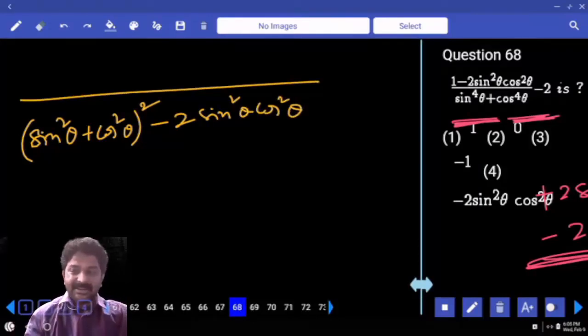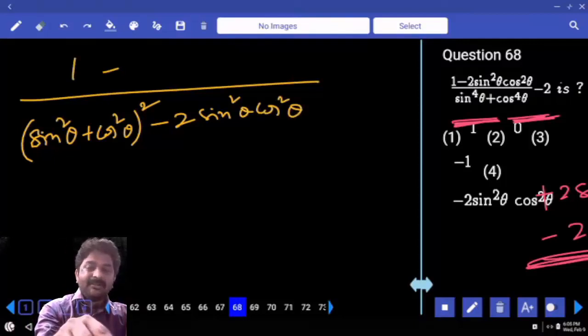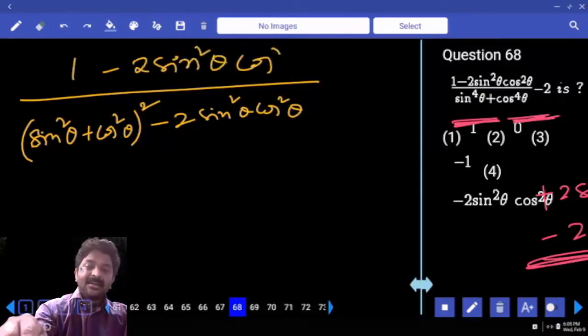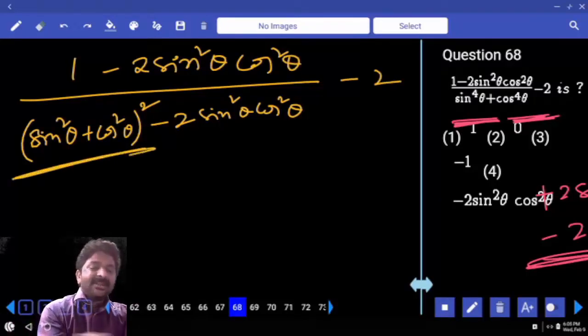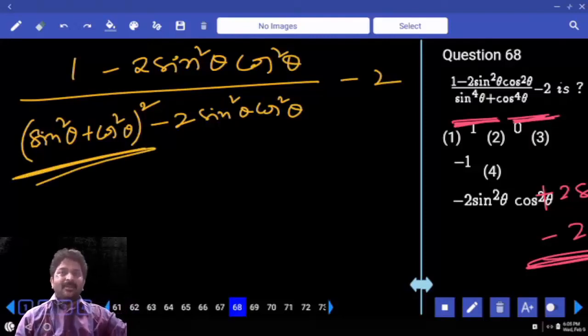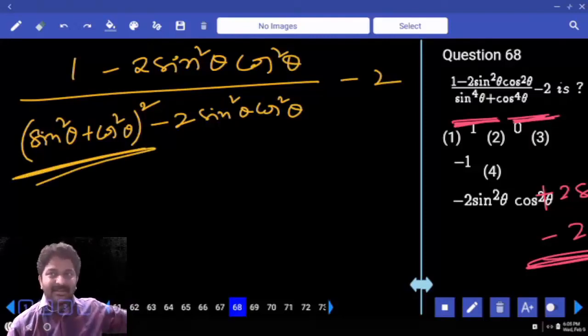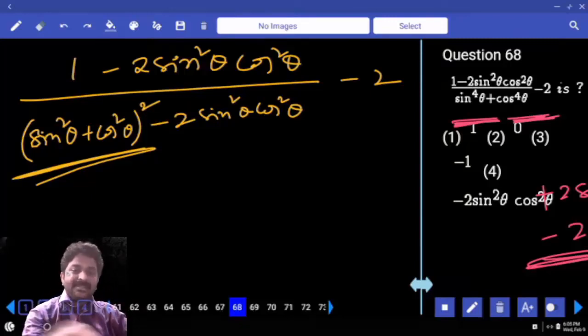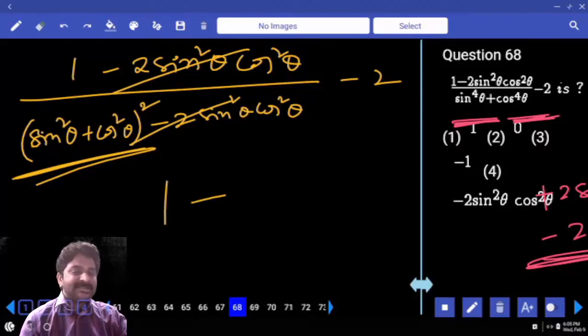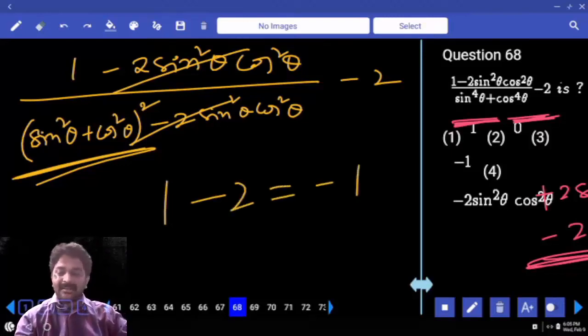This value is in denominator. What is there in the numerator? 1 minus 2 sin square theta cos square theta, correct? Sin square theta plus cos square theta, 1 square is 1, right? Whatever the numerator we have, the same denominator only we have. This gets cancelled. That means what is the value? 1 minus 2. Answer minus 1.